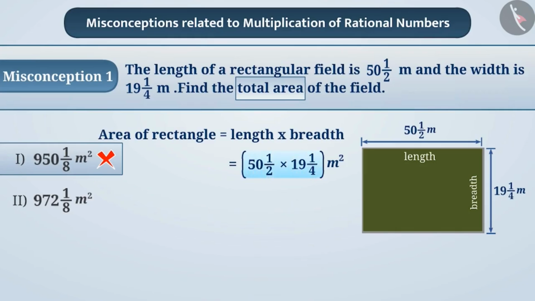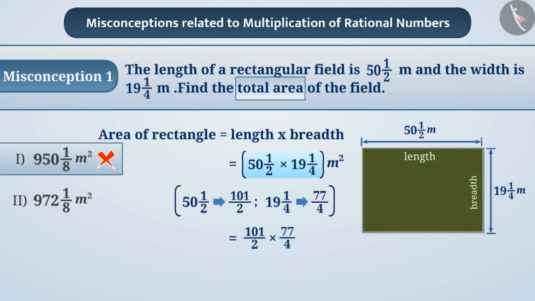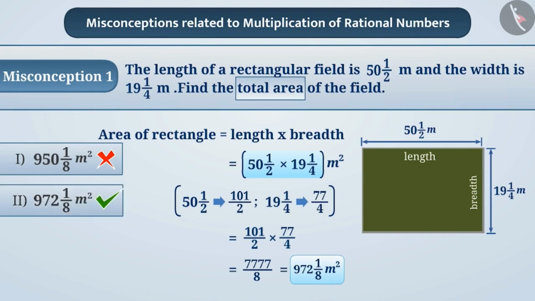Remember that while multiplying such numbers, we must express them in the form of P by Q. Like here, we express 51 by 2 as 101 by 2 and 19 1 by 4 as 77 by 4, and then we multiply these numbers. If we multiply 101 by 2 with 77 by 4, we get the answer 7777 by 8. We can express this as 972 1 by 8. Therefore, the area of the rectangle is 972 1 by 8 meter square. So option 2 is the correct answer.